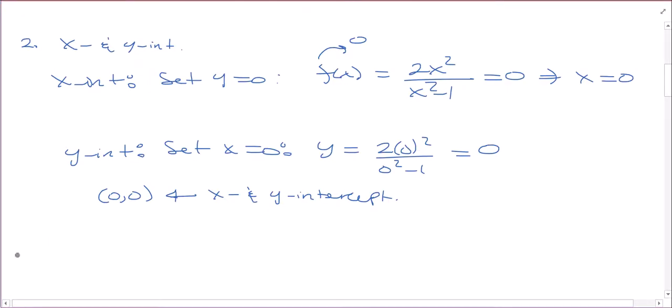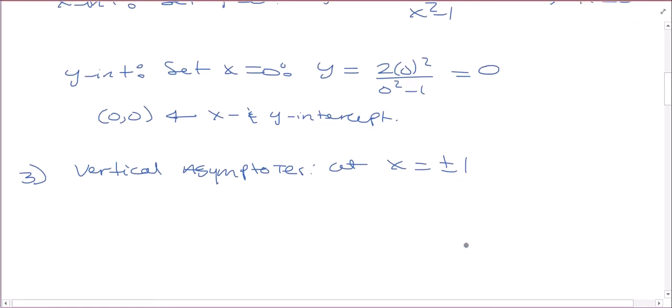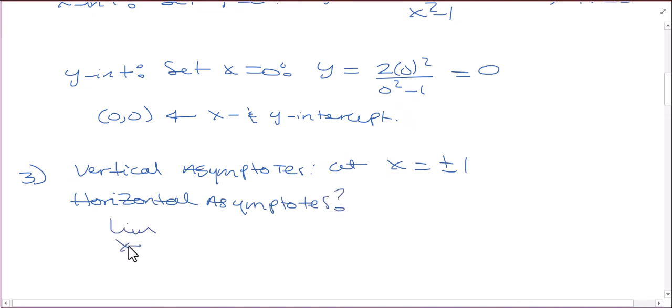So we have vertical asymptotes. They come from the domain at x equals plus or minus 1. Do we have any horizontal asymptotes? How do you find horizontal asymptotes? You take the limit as x goes to plus or minus infinity.